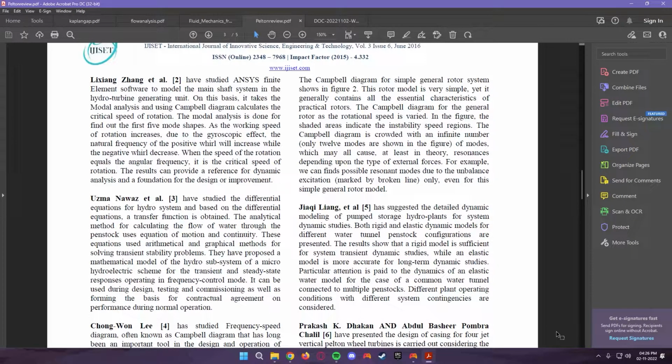Some student work on this topic: Chong has done a study and used finite element software to model the main shaft system in the hydro turbine generating unit. On this basis, it takes the modal analysis and, using a Campbell diagram, calculates the critical speed of rotation.